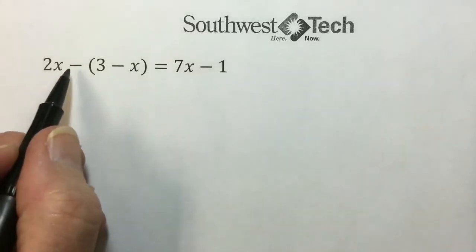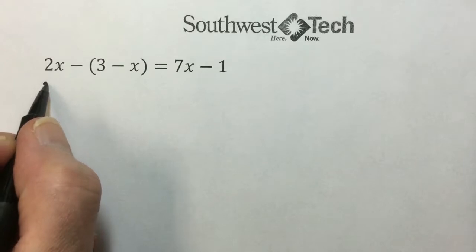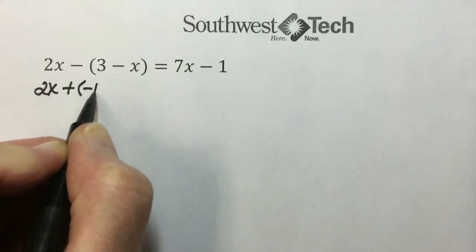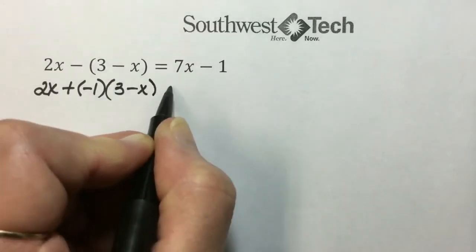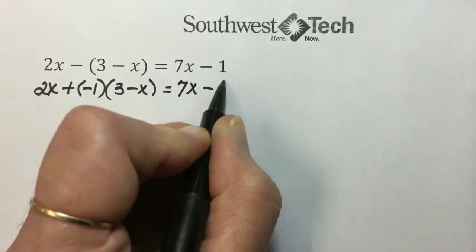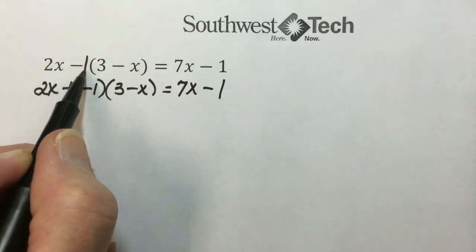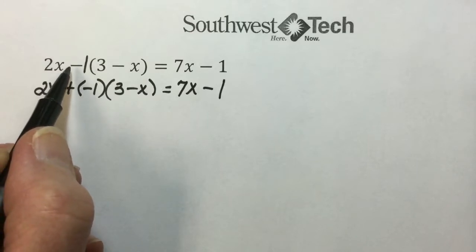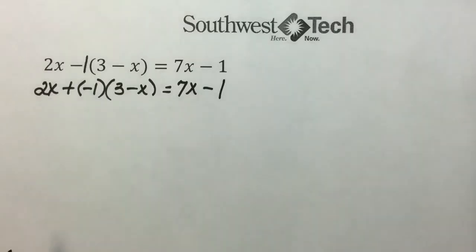This problem can be rewritten with an equivalent expression of 2x plus a negative 1 times the quantity 3 minus x is equal to 7x minus 1. There is a coefficient of 1 understood, and using the rule or definition of subtraction, minus is the same as plus the negative of that quantity.